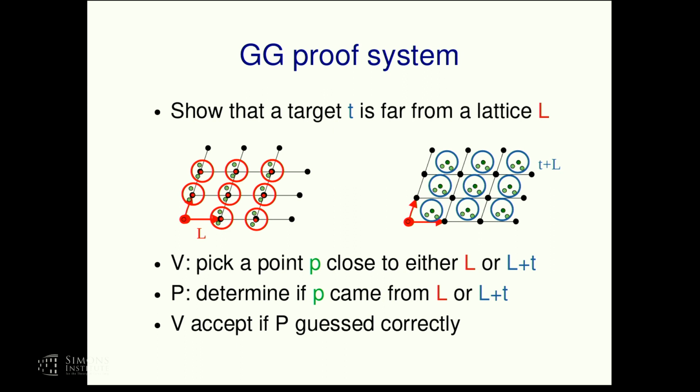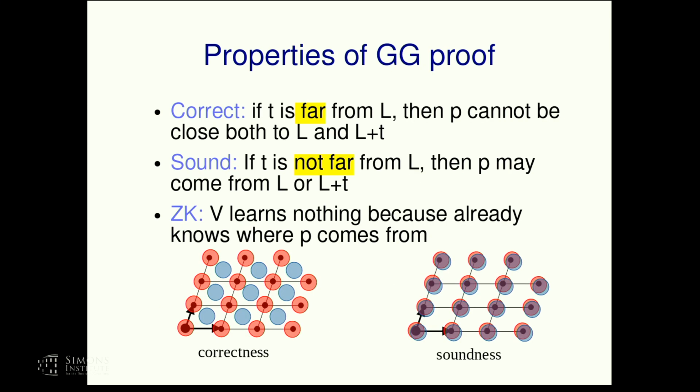Now it's clear that the prover can always guess this bit with probability 1/2, so for this to provide substantial evidence you need to repeat this proof system a number of times, so you may repeat it say 100 times, after which you know that, except with probability 2 to the minus 100, the point is indeed far away from the lattice. So what makes this proof system work?